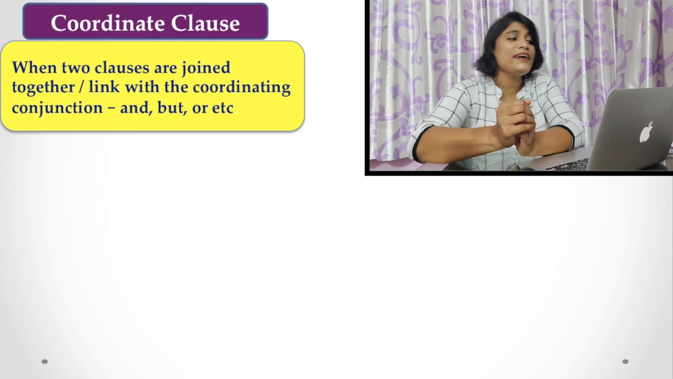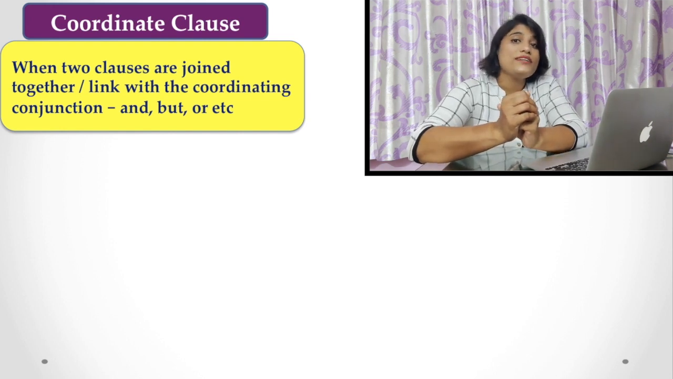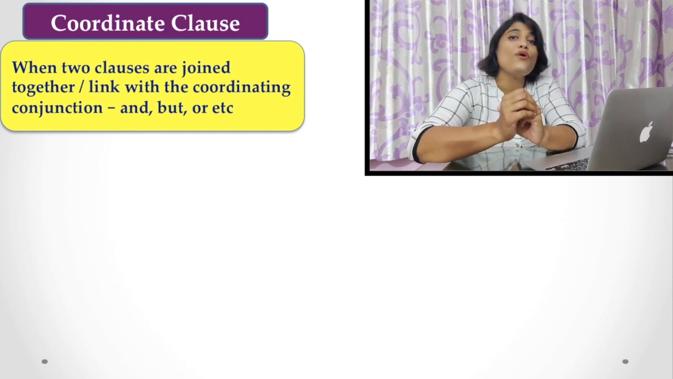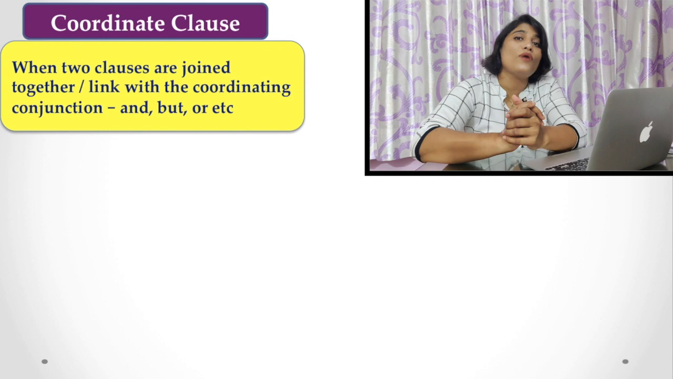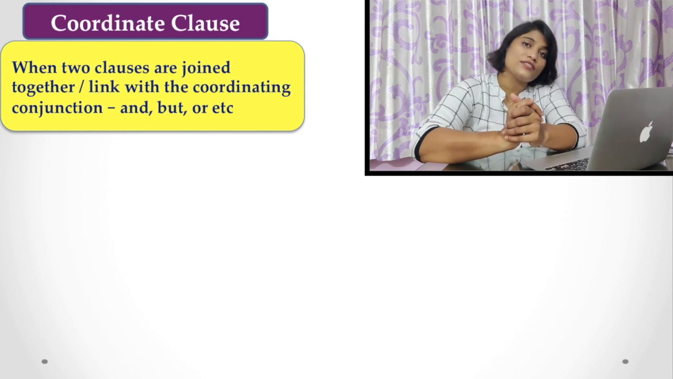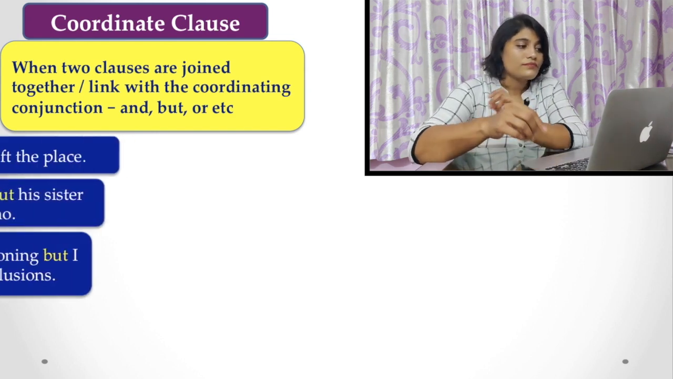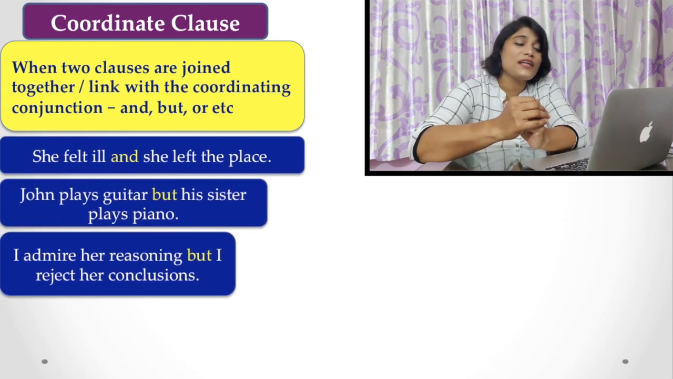Now, coordinating clause. What is a coordinating clause? A coordinating clause is when two or more main clauses are joined together with a coordinating conjunction like "and", "but", "or", etc. They are called coordinating clauses. And coordinating clauses are used in a compound sentence. Let's see the examples now.